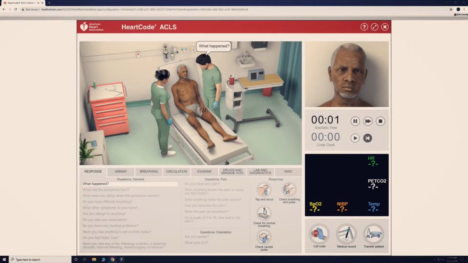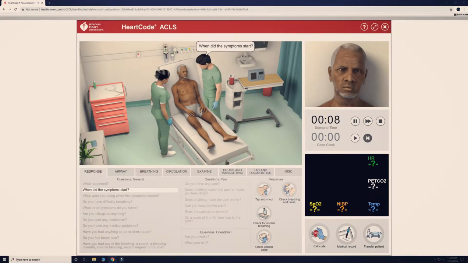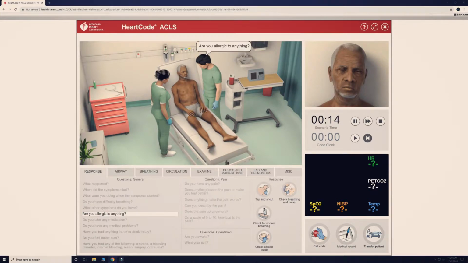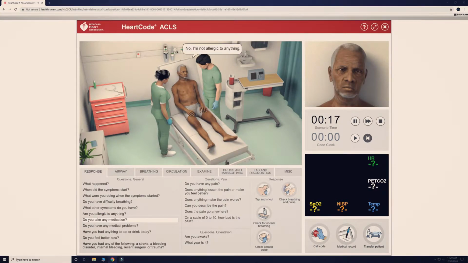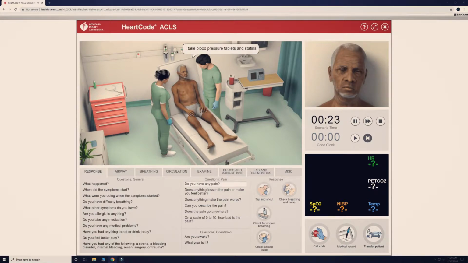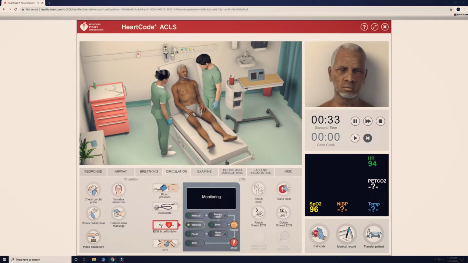The first thing we should do is always interview our patient while they are awake and find out what happened. Our patient is telling us that he woke up this morning and couldn't move his left arm and leg about 7 hours ago. He informs us that he is not allergic to anything and that he takes blood pressure and statin medications, but he is not sure what they are called. Additionally, he is not experiencing any pain at this time.